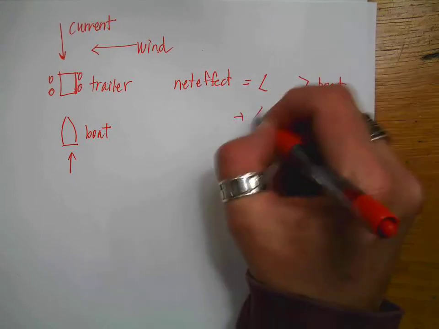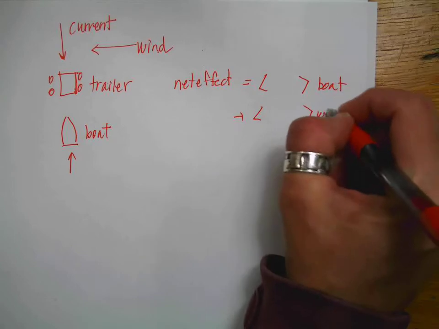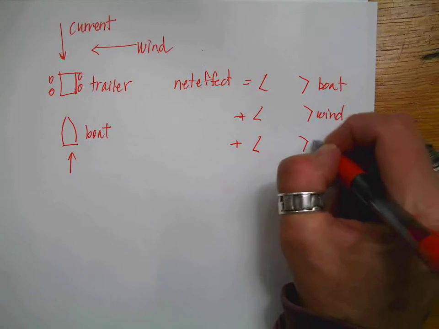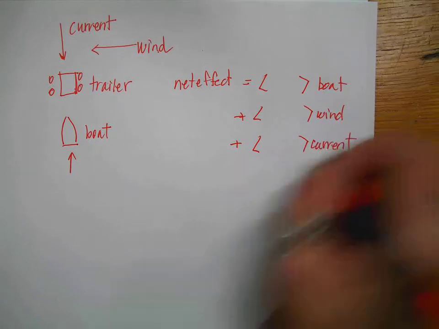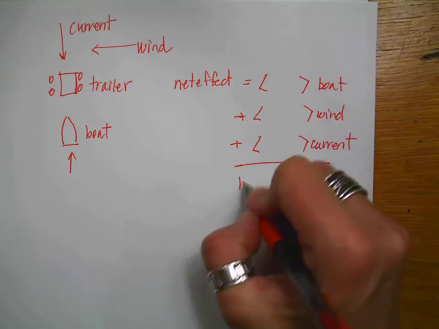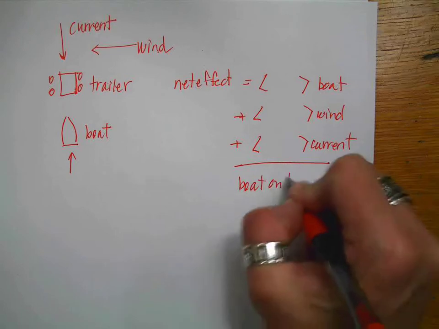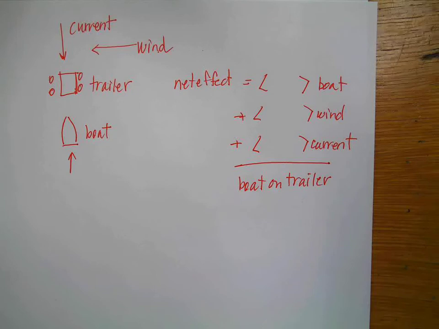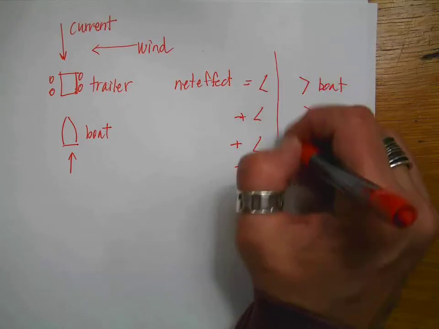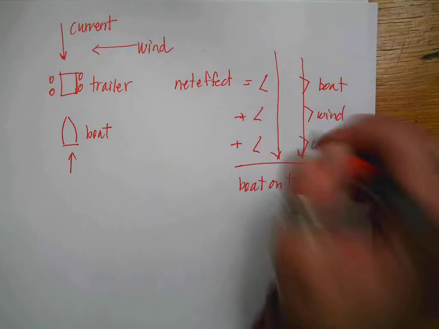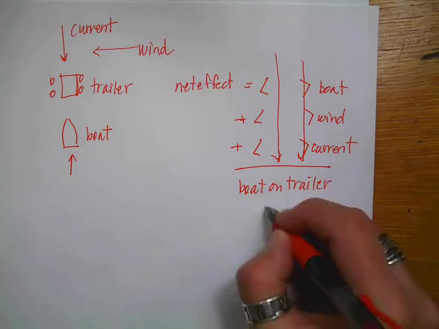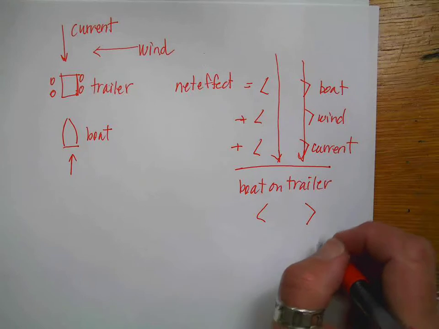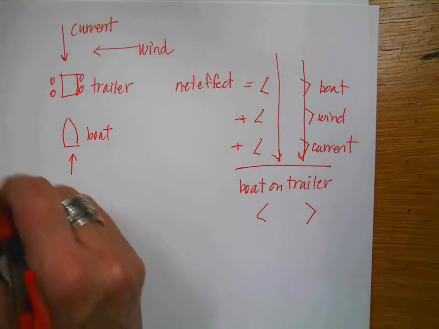So it would be the component form of the boat added to the component form of the wind, added to the component form of the current, and the result is the boat on the trailer, which can be highly entertaining, and sometimes it's fun to watch. Okay, so we would add down. This is something that we're going to talk about later, and then I would get my component form of my trailer.